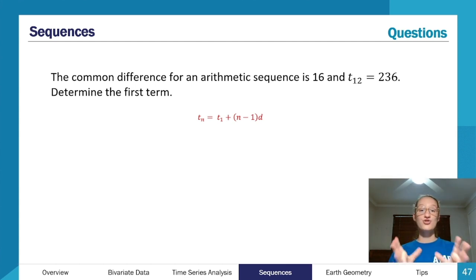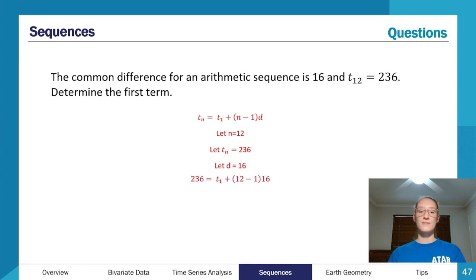And I'm going to substitute in what I know, and then I'm going to work back to find out what T1 is. So what I want to find out is what is T1. So I'm going to define all my other variables. I'm going to say let n equal 12 because I know what term 12 is. I know it's 236. So that's actually another known value that I can substitute in. So I'm going to say let Tn equal 236. I'm going to say let D, the common difference, be 16, because that's what we've been told.